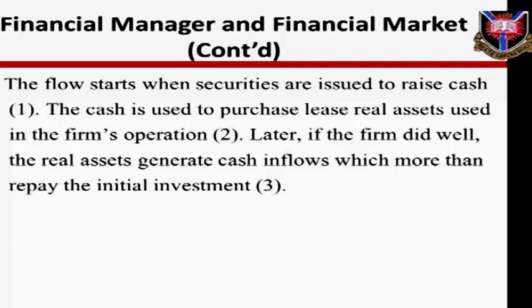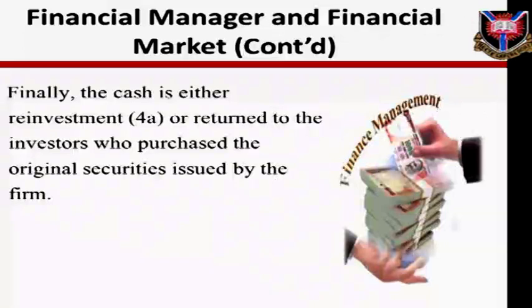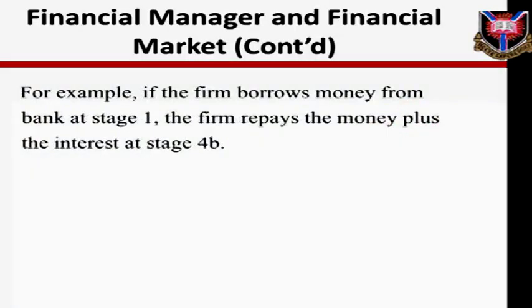2. Later, if the firm did well, the real assets generate cash inflows which more than repay the initial investment. 3. Finally, the cash is either reinvested, 4A, or returned to the investors who purchased the original securities issued by the firm. For example, if the firm borrows money from a bank at stage 1, the firm repays the money plus interest at stage 4B. Thus, the choice between 4A and 4B is not completely free.